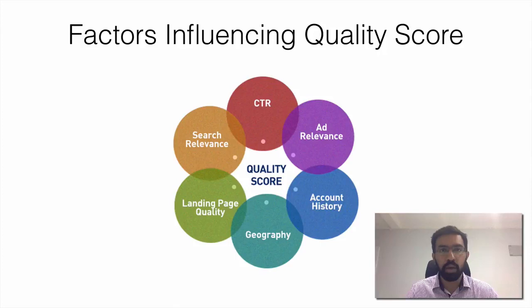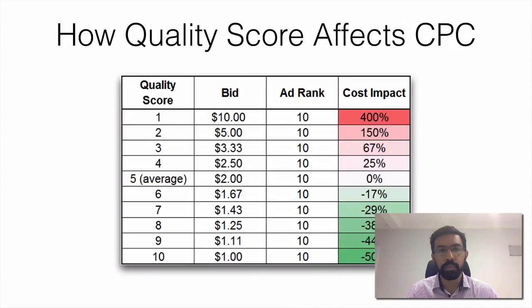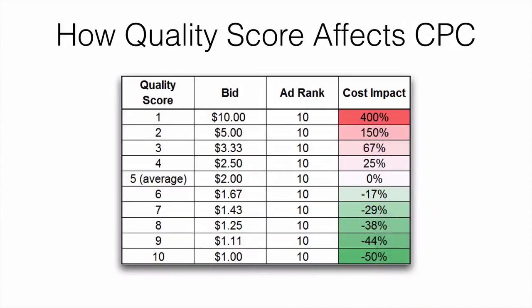Your Google AdWords account history also matters: if it has a very good history, then the quality score goes up. It also depends on geography, landing page quality, and search relevance. So these are all the different factors affecting quality score. So how does quality score affect CPC? Let's say you have a very low quality score, and you are bidding $10. The ad rank is a multiplication of your bid and your quality score, and here the ad rank is still 10. The cost impact is 400%, which means you are paying 400% more compared to what you would be paying if your quality score were really high.